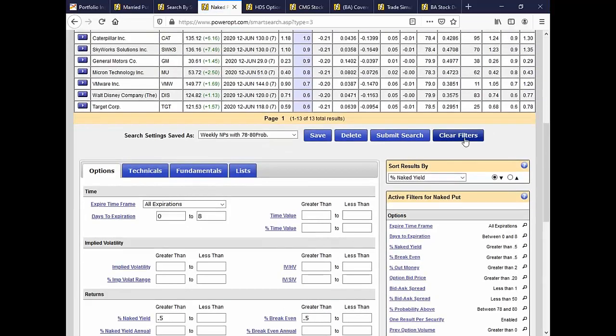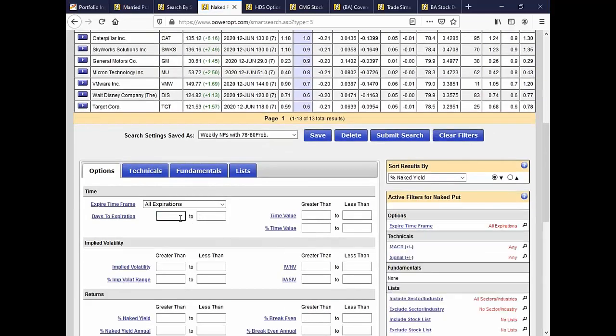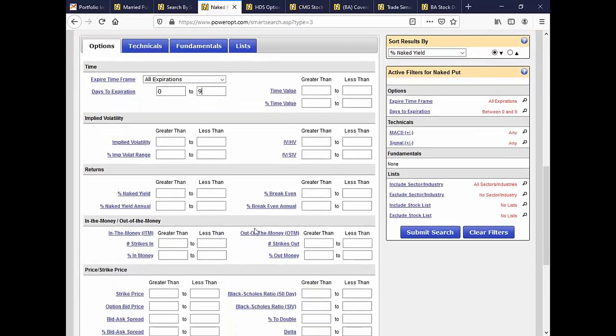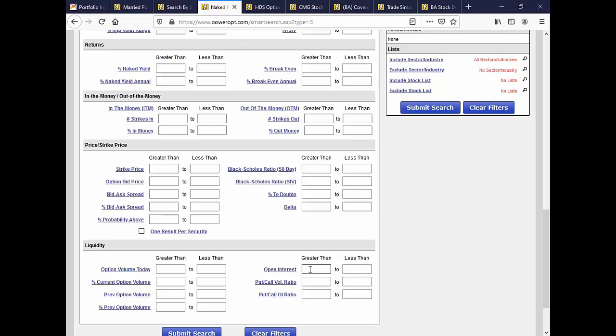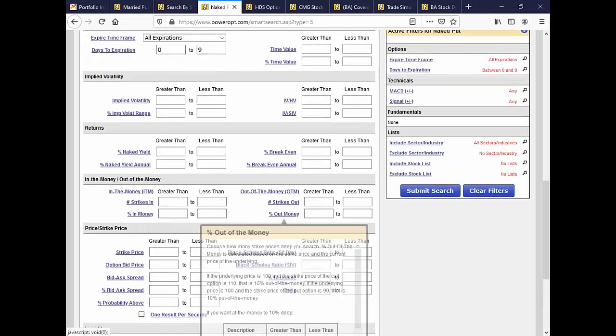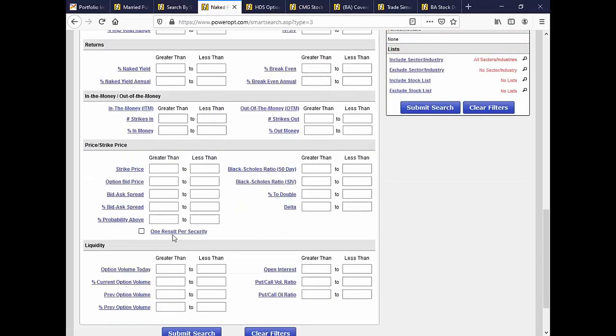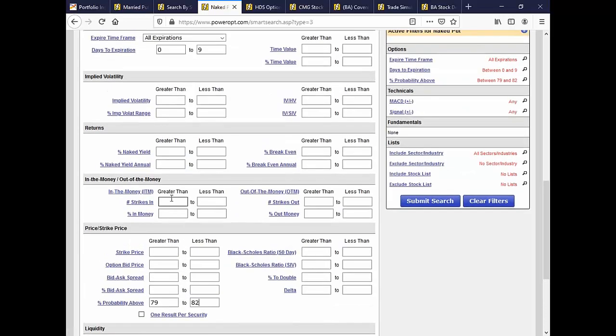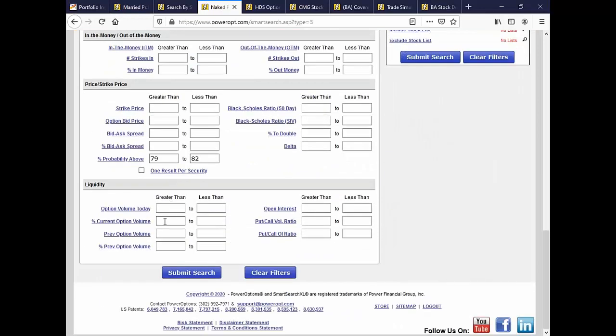Let's see here. Let me clear the filters. I think you were doing weekly. I think you did say weekly. Okay, you're doing the strict probability here, 79 to 80. Okay, am I in naked put? Yes, I am. I always look for it on the other side, 79 to 82. Doesn't matter the range out of the money, it's already taken care of.